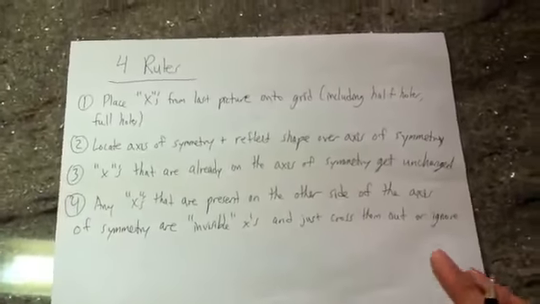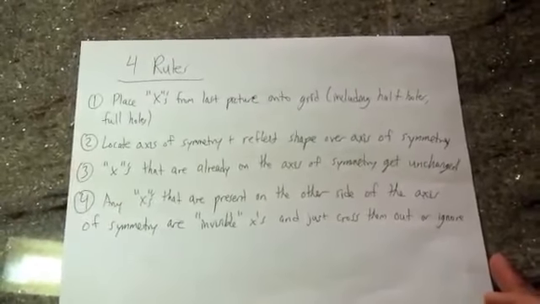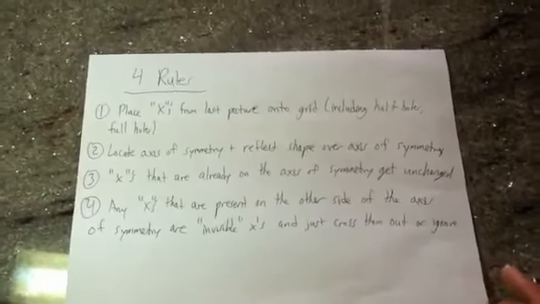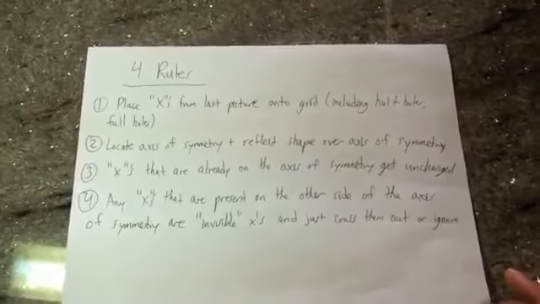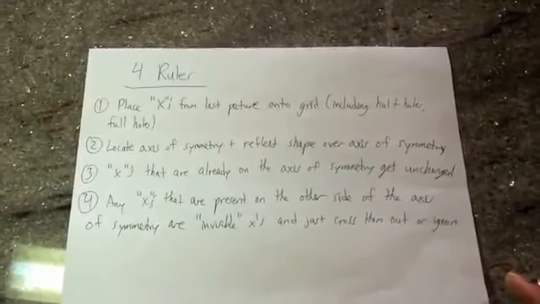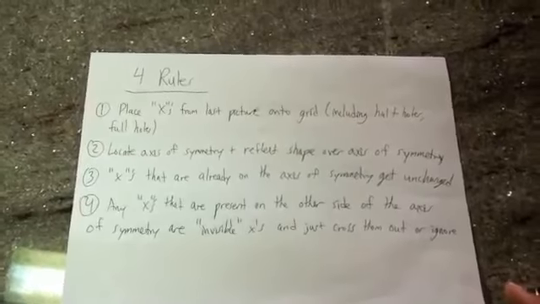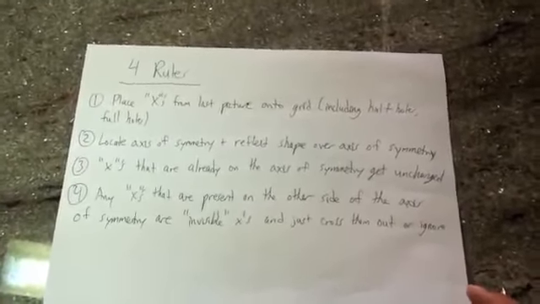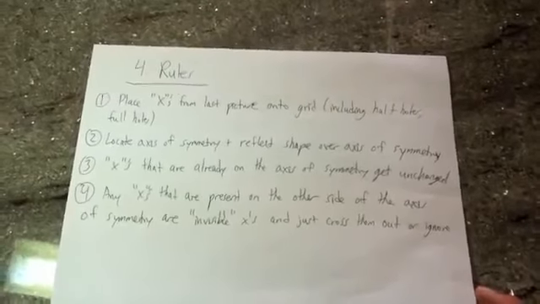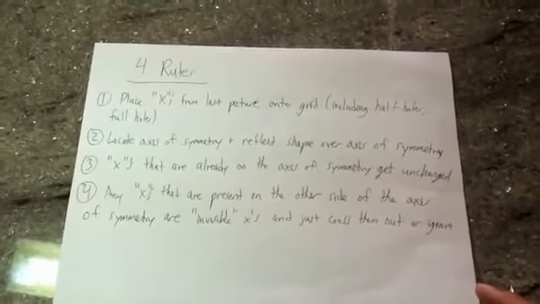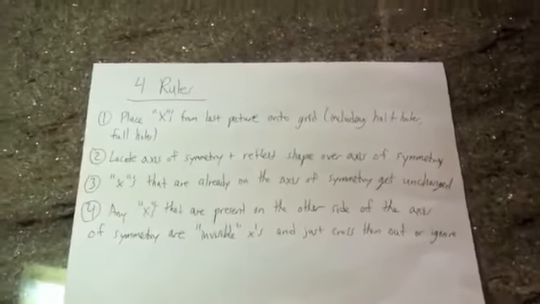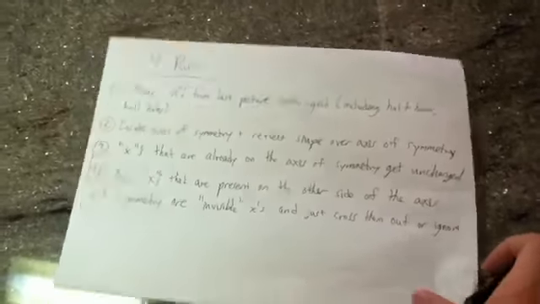Okay, so there are 4 main rules. I wrote these out, but in truth, it's easier just showing you. But just for completeness, I wrote it out. So you're going to place the X's from the last picture onto the grid. Then you're going to locate the axis of symmetry and reflect all the X's that are contained in that shape over the axis of symmetry. The X's that are already on the axis of symmetry get unchanged. And the 4th rule is that any X's that are present on the other side of the axis of symmetry are invisible X's. And you could just cross them out or ignore them.